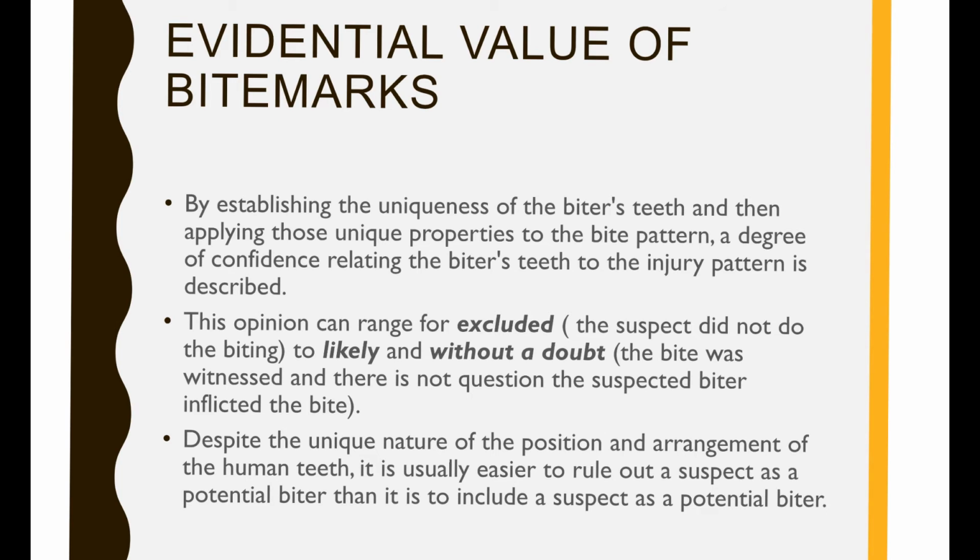Now what this tells us is pretty much one of these three things. Either the person did not do the biting, so based on these patterns, this person is excluded, or the person likely did this biting because there are some similarities between what you saw on the actual bite versus what you saw on the person's cast. And then there's, without a doubt, the person did this biting.